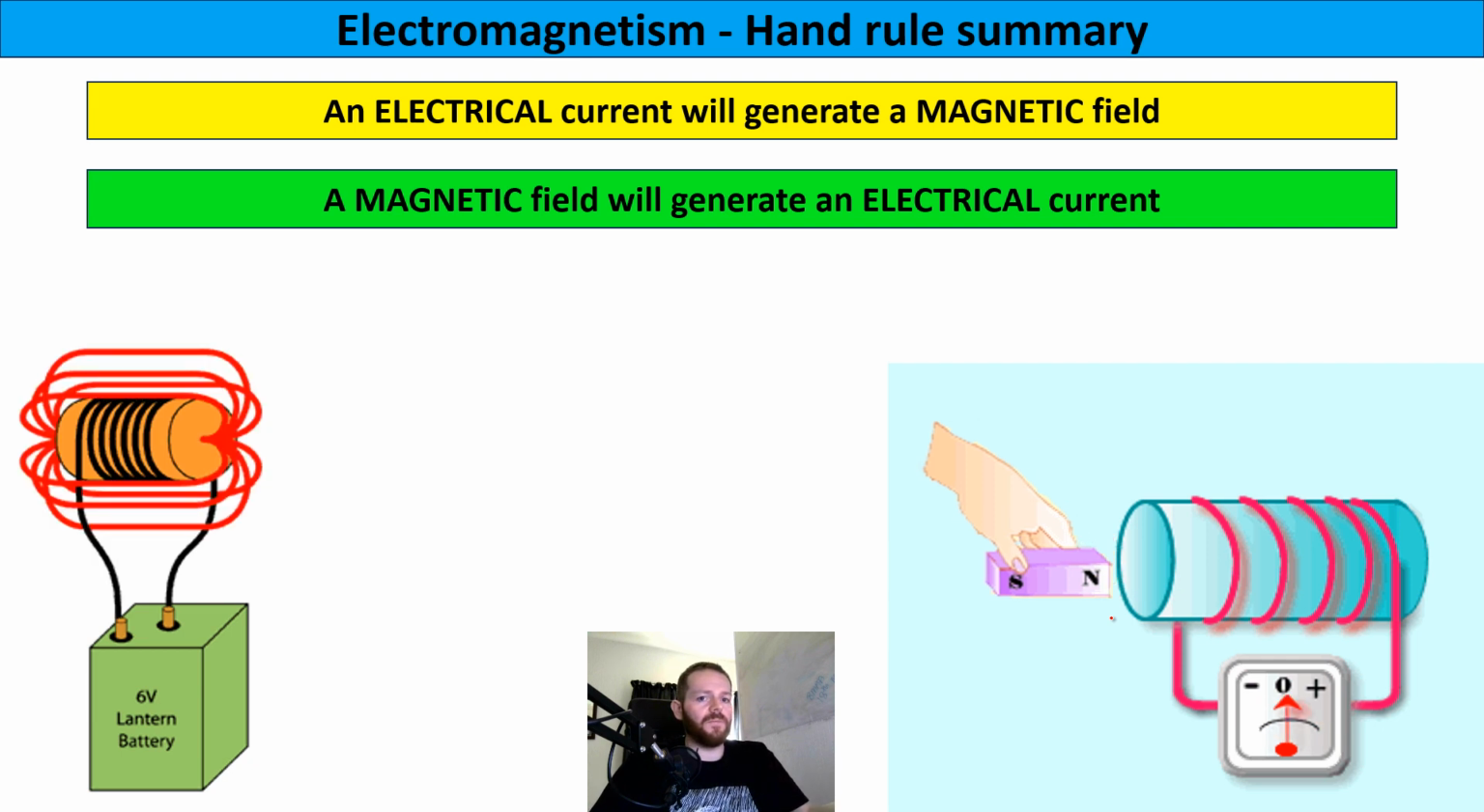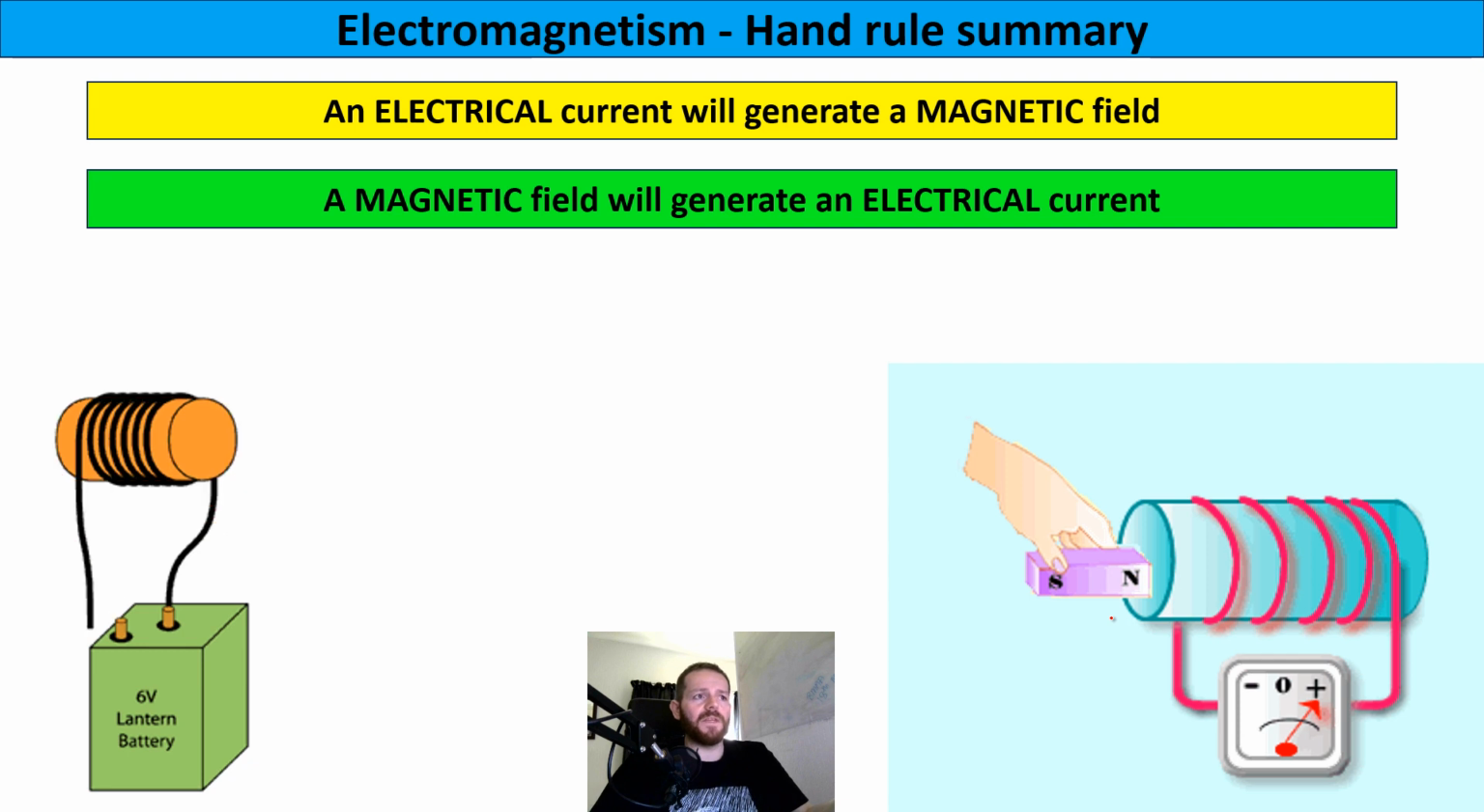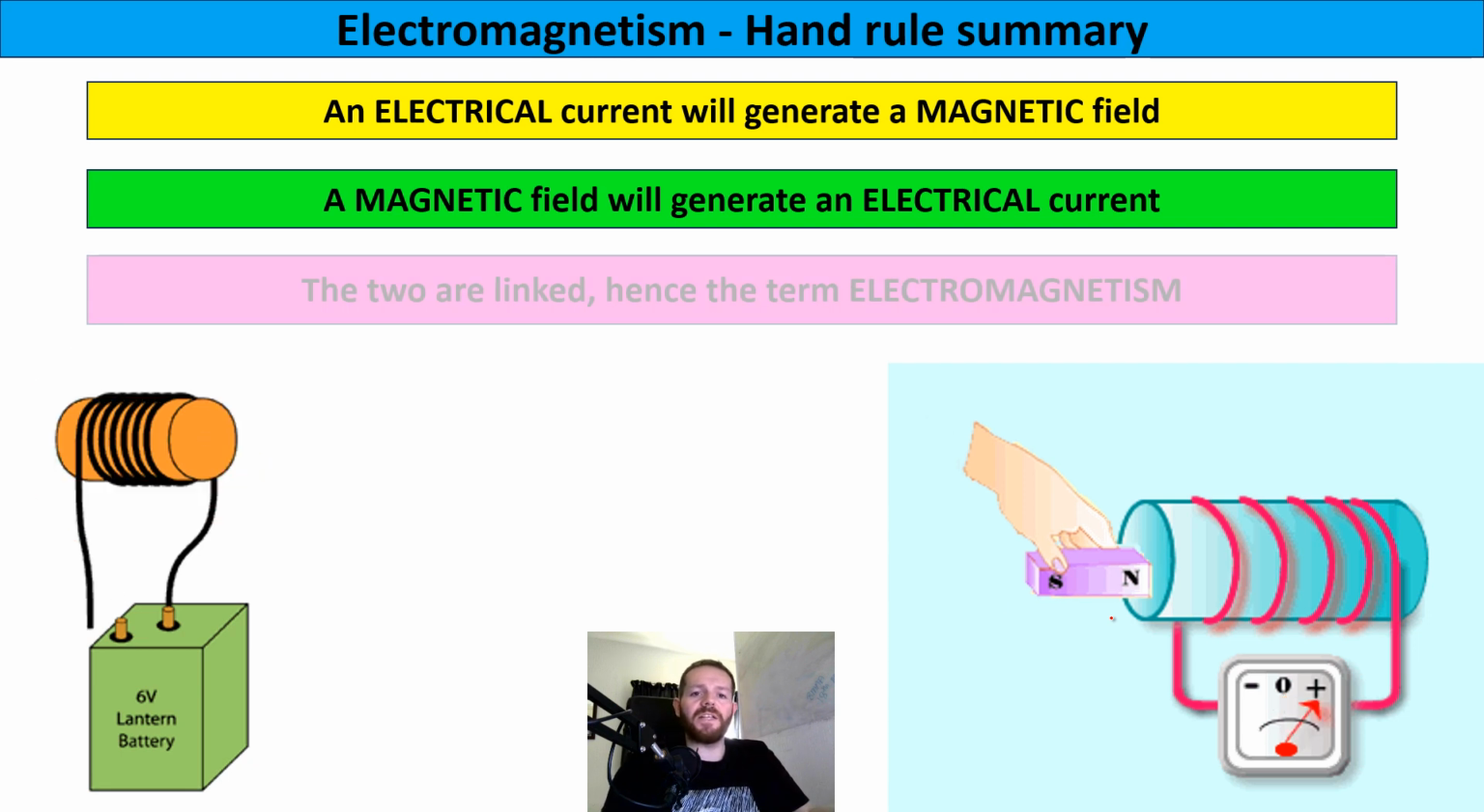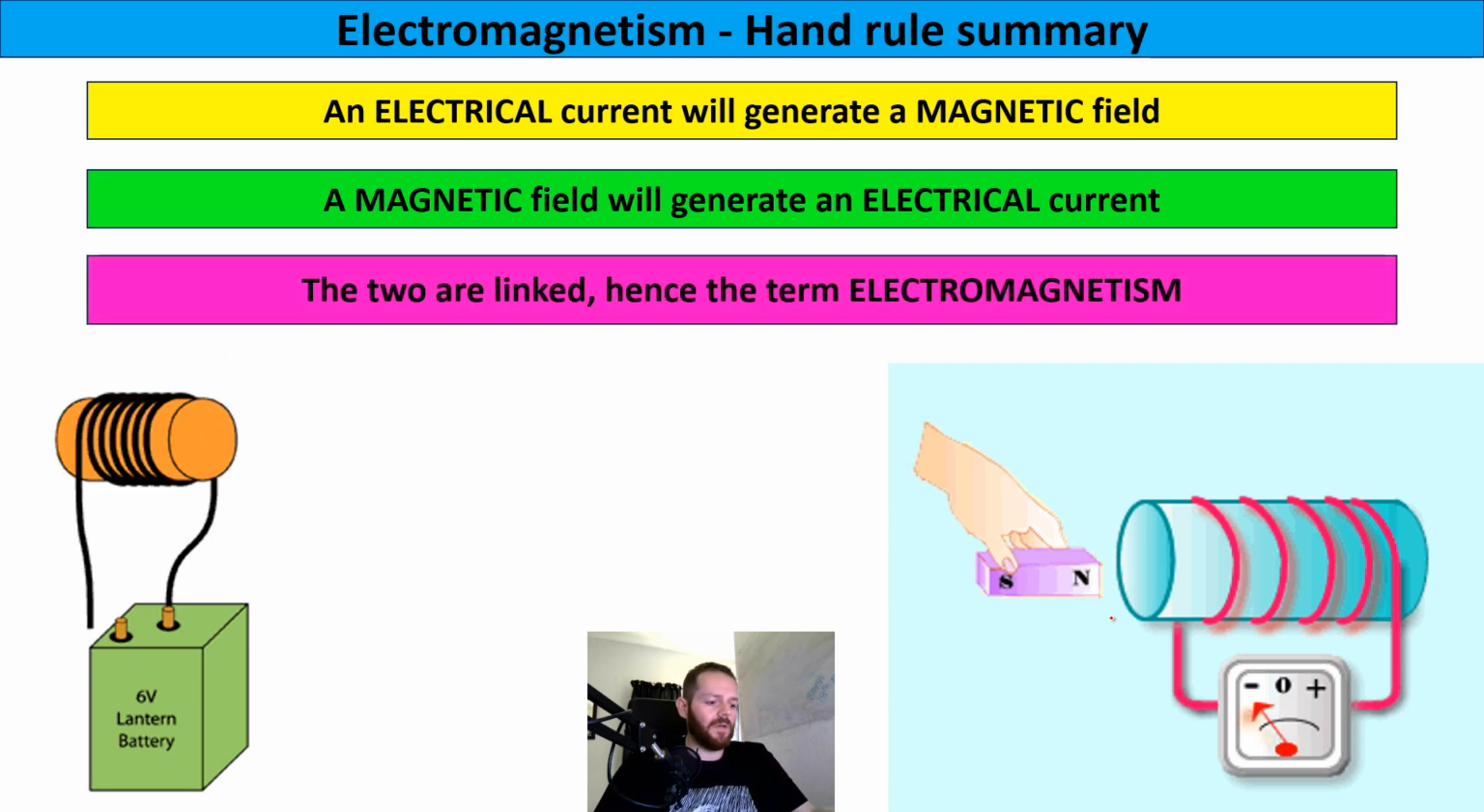So what's that got to do with electromagnetism then? Well, if an electrical current generates a magnetic field, and a magnetic field can generate an electric current, you can see that those two things are linked, hence the term electromagnetism. That's why we're using that word. An electromagnet, for example, uses electricity to produce a magnetic field, and you can turn it on and off because electricity and magnetism are linked.